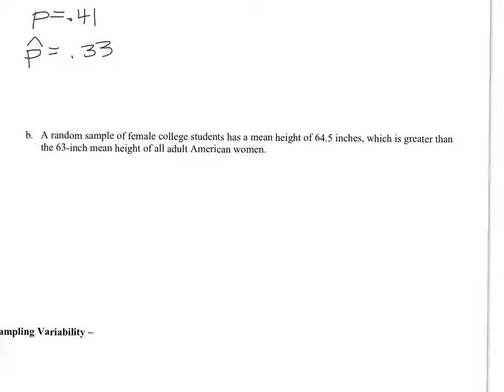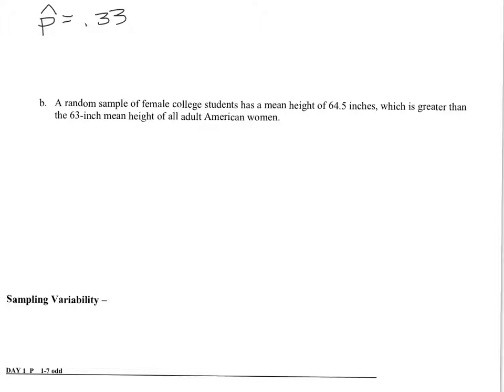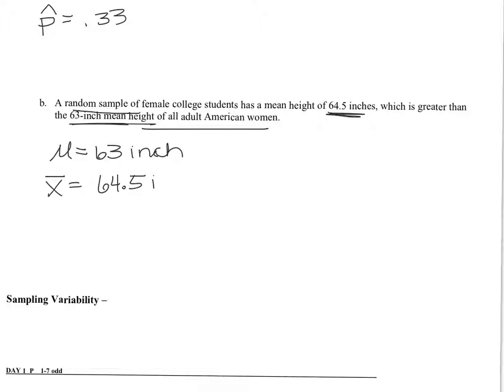A random sample of female college students has a mean height of 64.5 inches, so this one should be bolded, which is greater than the 63-inch mean height of all American women. So if we look at the 63-inch number of all adult American women, that's our population. So because we're talking about mean, that would be mu, which means that the sample is x bar, and that would be a random sample, so that gives us the 64.5 inches. All right?